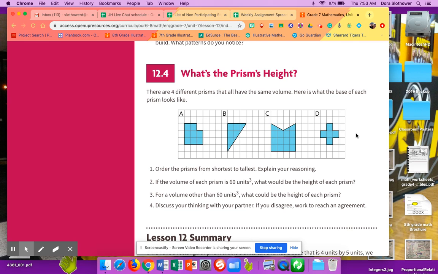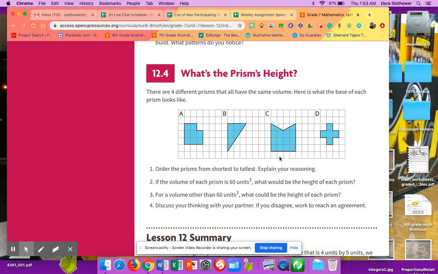All right, order the prisms. Oh, I'm sorry. There are 4 different prisms that have the same volume. Here is the base of what each of them looks like. Order the prisms from shortest to tallest. So they all have the same volume. Which one would be the shortest? Which one would be the tallest? Now remember earlier when we did this, the shortest one had the biggest area for the base.